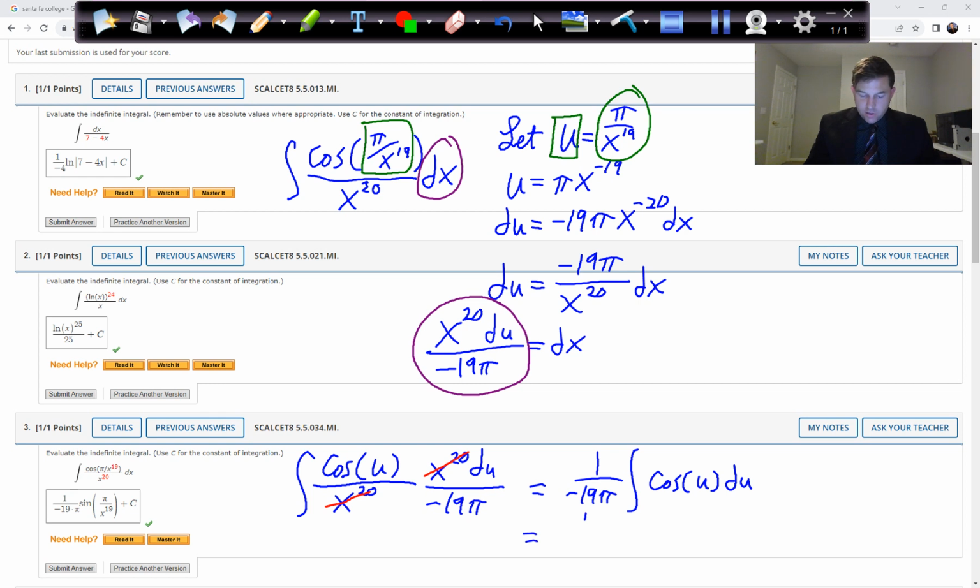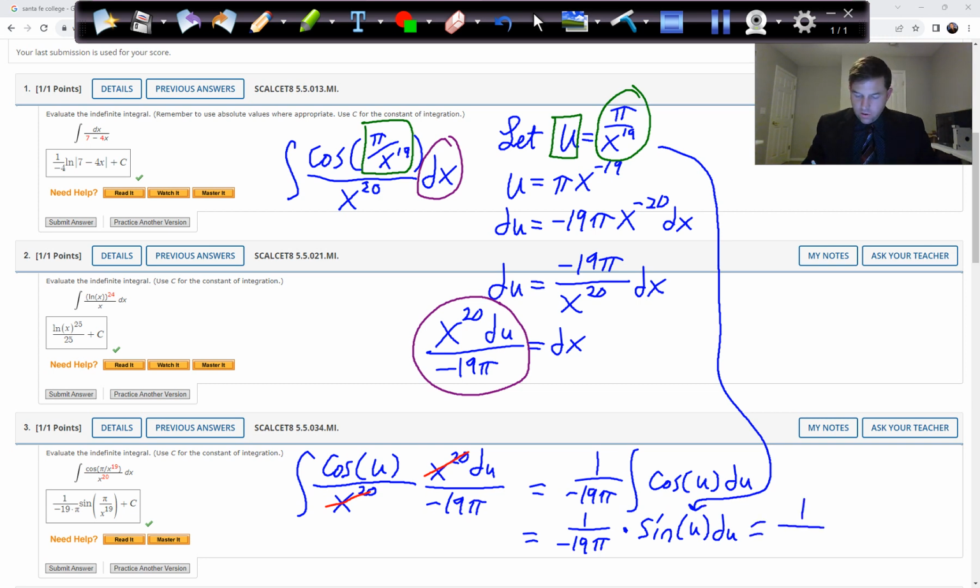And the integral of cosine is sine, so this would just be sine u. Then the last step is to replace u with what it is. It is pi over x^19. So the final answer is 1 over negative 19 pi times sine of pi over x to the 19th power inside the sine function. Then there's plus a constant of integration, capital C.